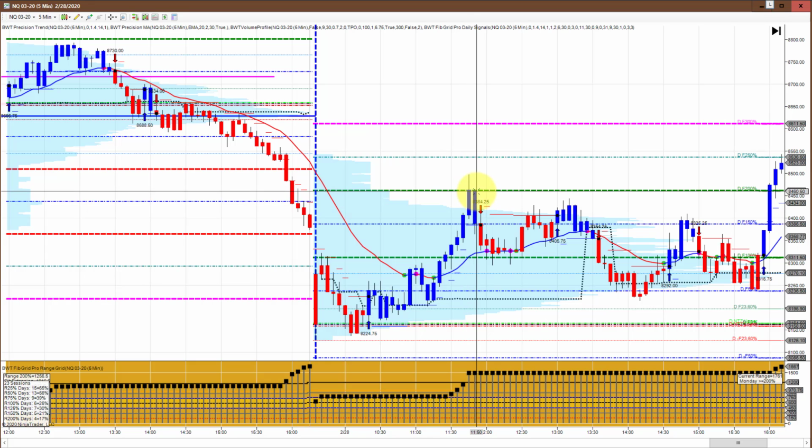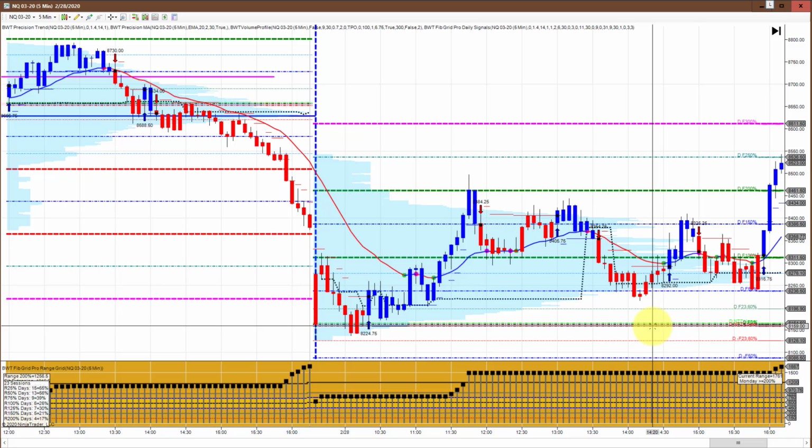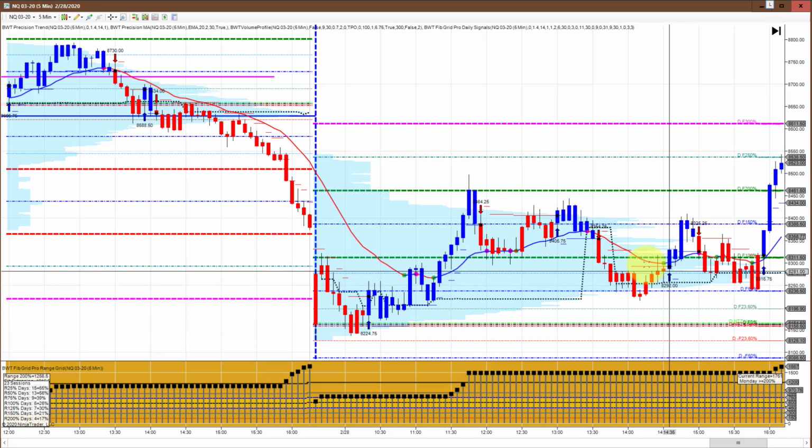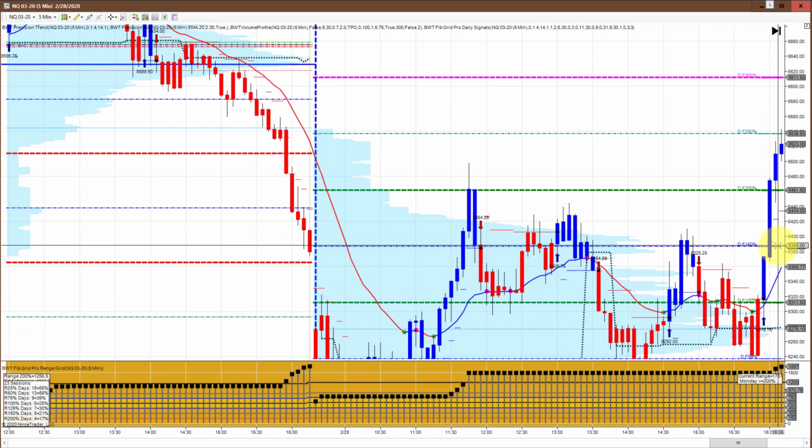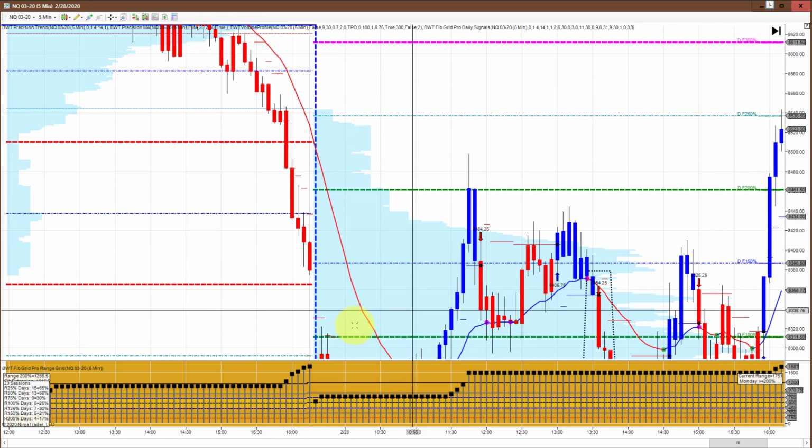Resistance at 200%, support at 100%, and then not quite to the 200% zone, which in Jim's methodology, if they can't make it to the zone or through, then they're going to take it back down, and that's exactly what they did here. So these are your zones for today: 25, 50, 75, 100 below, and then 25, 50, 75, 100 above. Certainly you can make this bigger.